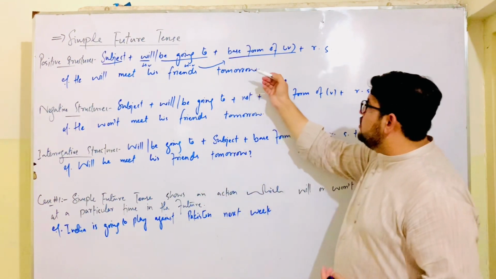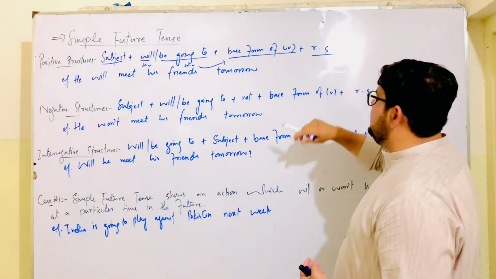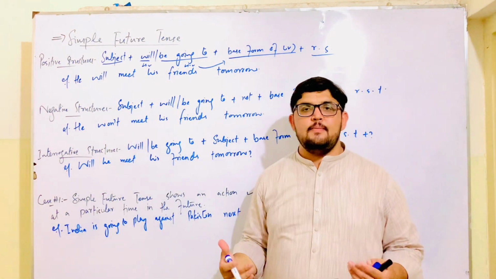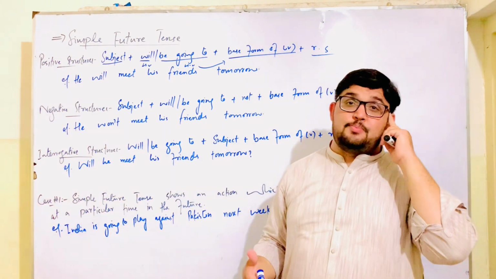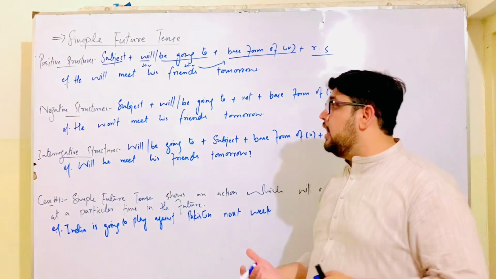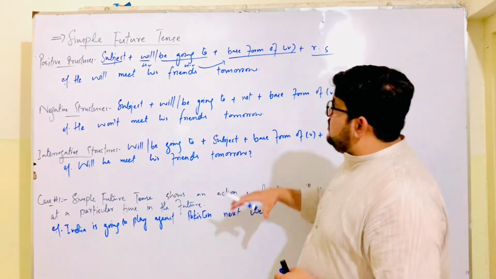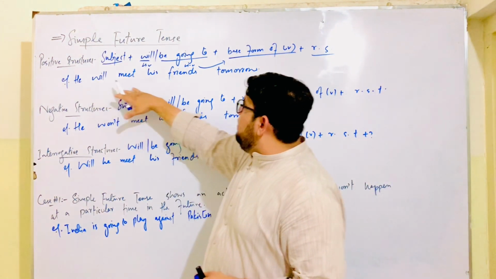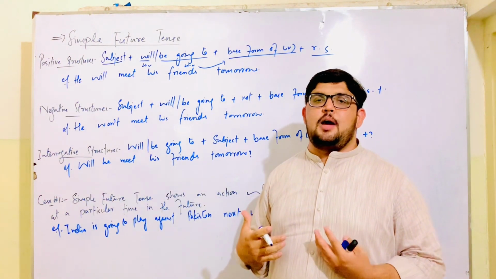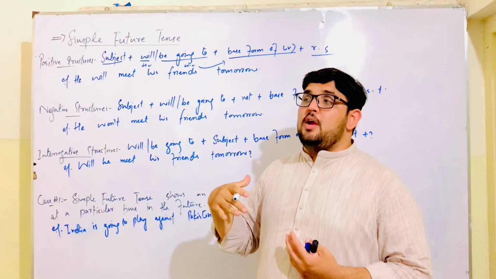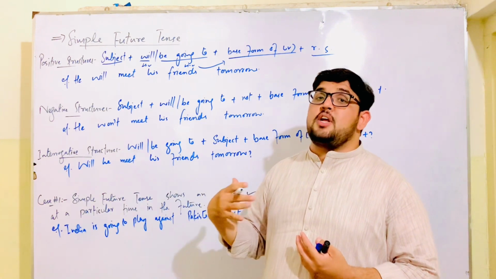In future tense we use base form of verb and the rest of the sentence that covers the time period, or the remaining part of the sentence that can either be object, complement or predicate. So for example we say, he will meet his friends tomorrow. Now we are talking about a future time and a future action.